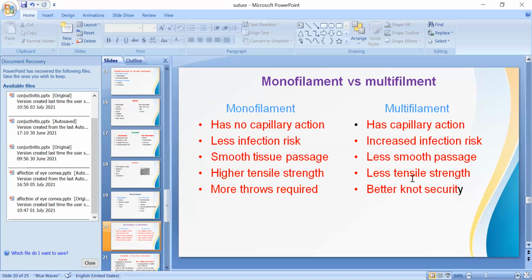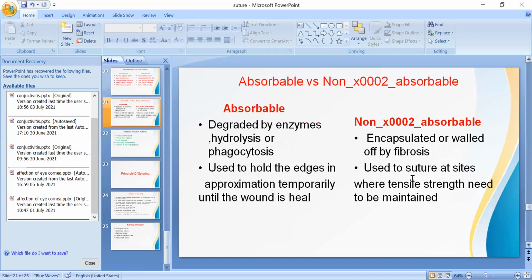Then more throws are required in case of monofilament, and better knot security in multifilament. Then the difference between absorbable and non-absorbable.